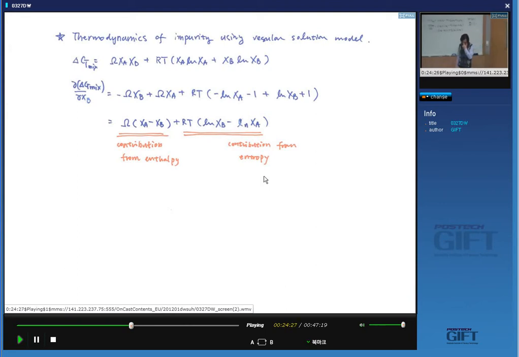So then, let's think about when we put a very small amount of B atom on A. When you put a very small amount of B atom, this will go to omega. If xB, for example, equals 1, then we put a very small amount of A atom. This will be equal to minus omega, right?